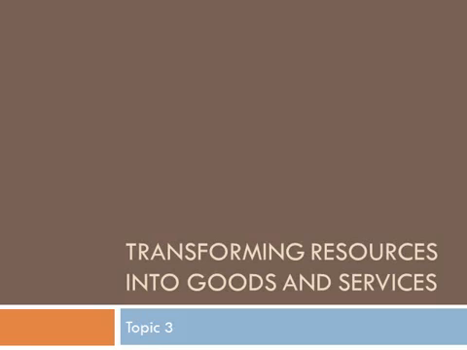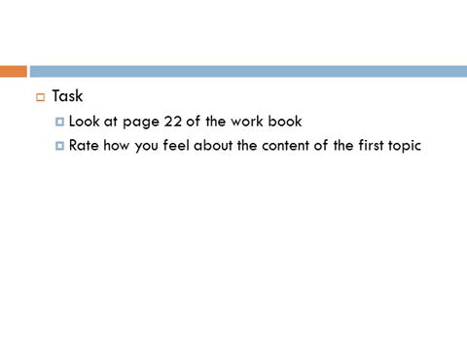So this is our third topic. So as you can see, transforming resources into goods and services. We've looked initially at where business ideas come from. So that was topic 1. We've then looked at protecting those ideas using things like patents and trademarks. Now we're looking at how those ideas can be turned from ideas into reality.